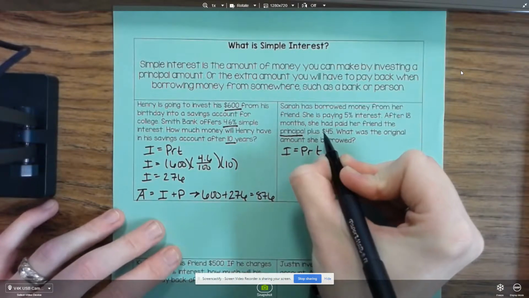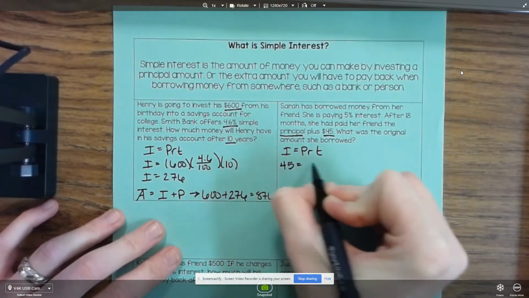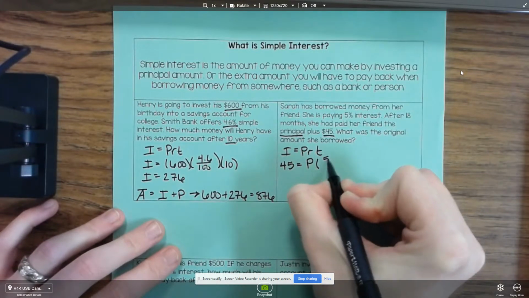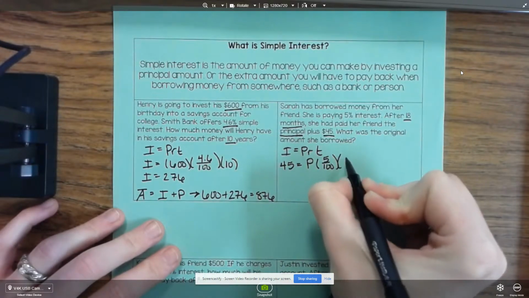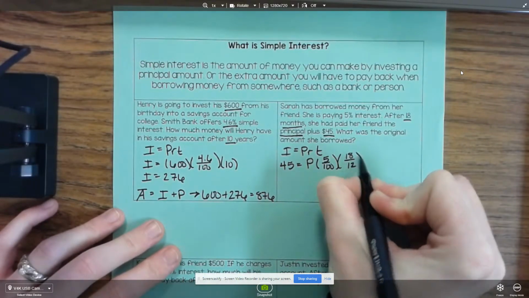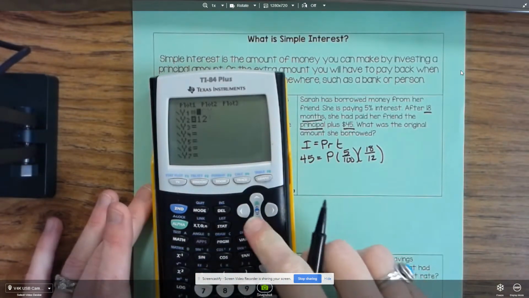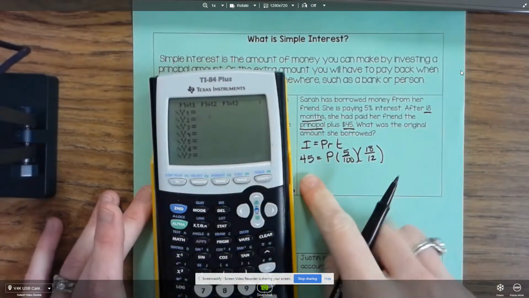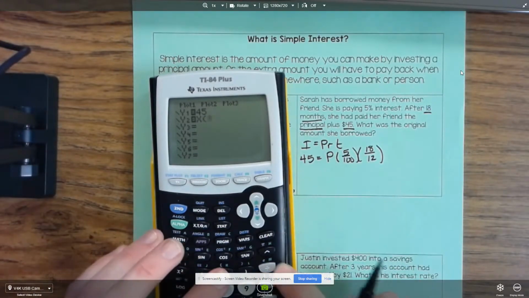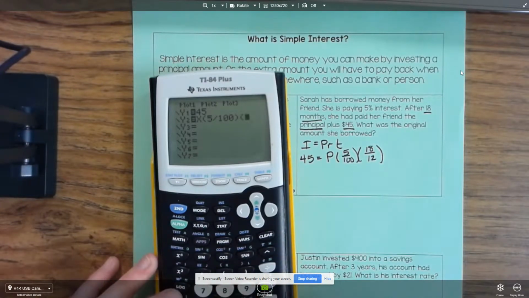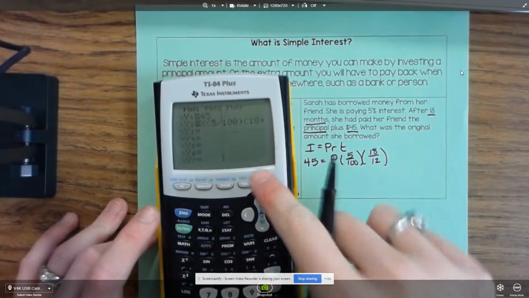So we know the interest is 45, so we would put that there. We don't know what the principal is. We know the rate. And then the time says 18 months. So make sure that you turn that into years, and you can do that by dividing by 12. So on this one, we need to go into y equals and type our two sides in. So 45 would go into y1, and then the right-hand side goes into y2, and then we graph it.